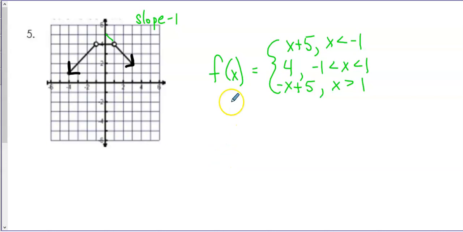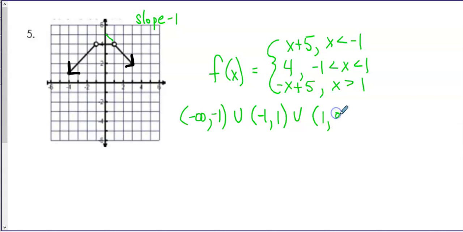So if we looked at the domain on this one, you're not asked to look at the domain on this one. The domain here would be negative infinity to negative 1, not included. And then negative 1 to 1, and those aren't included. And then 1 to infinity. That would have been an interesting domain.